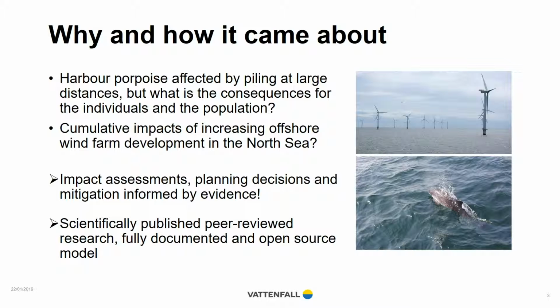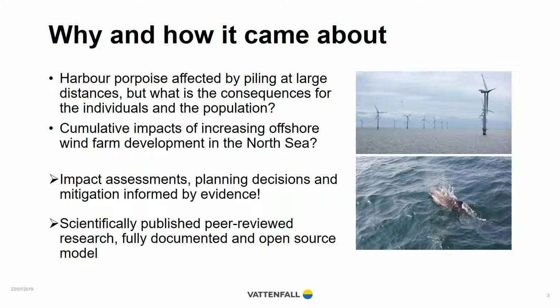With the growing ambitions already then in terms of offshore wind development in the North Sea, this naturally led to increasing concerns about potential cumulative impacts from offshore wind farm construction on the harbour porpoise population. Thus, the need for evidence and tools to help better understand and manage the potential consequences of disturbance caused by piling noise was clear.